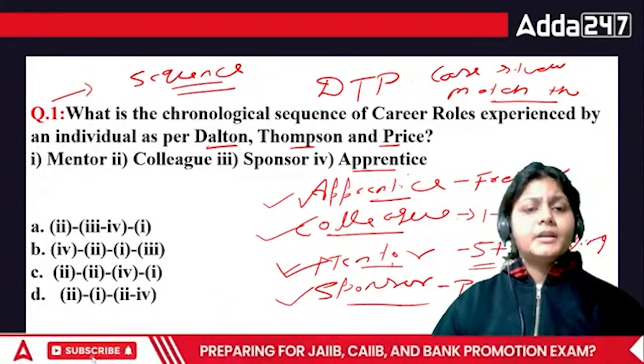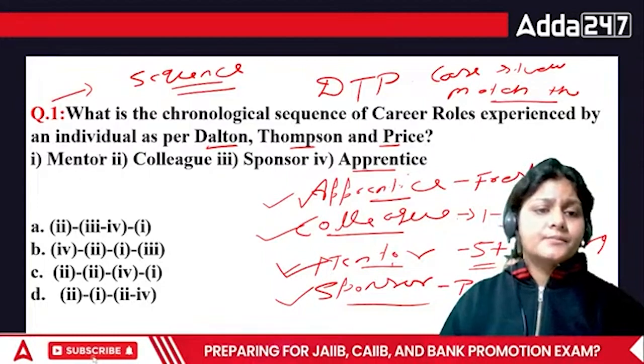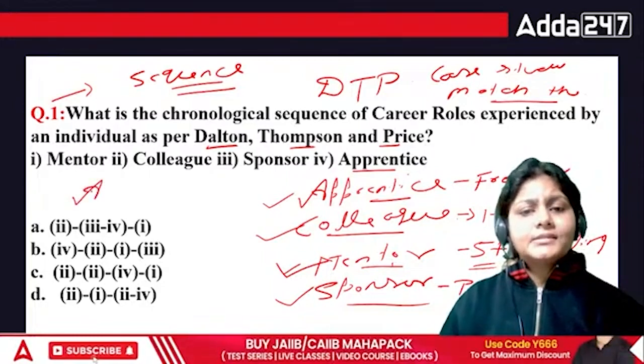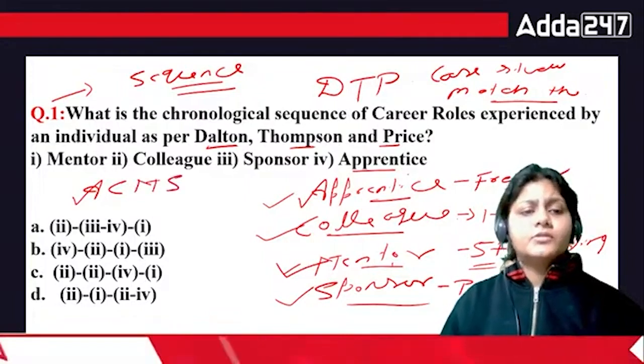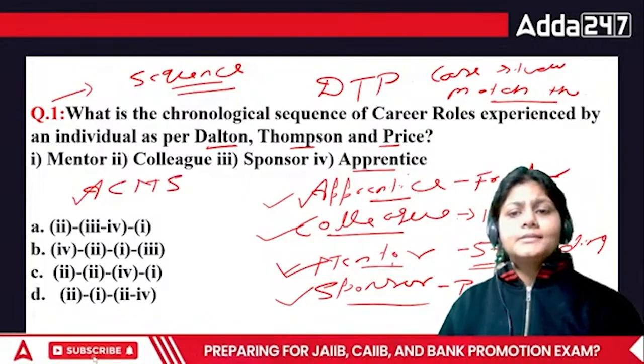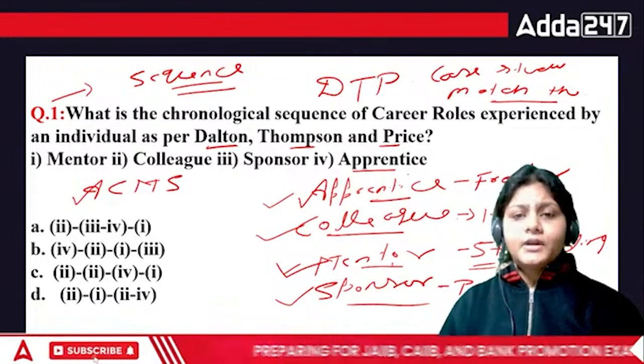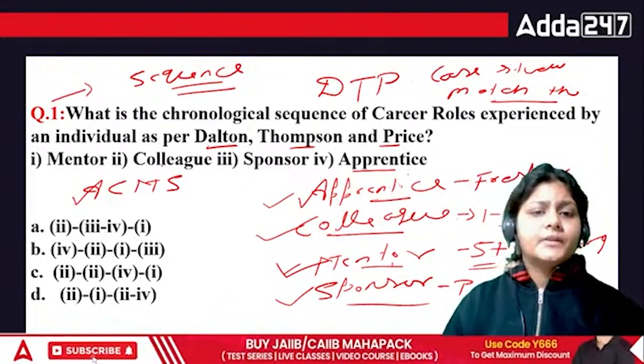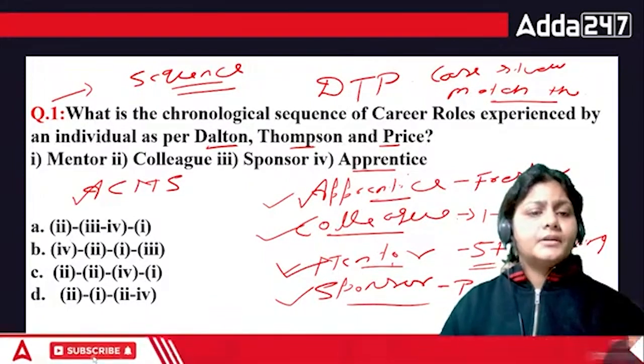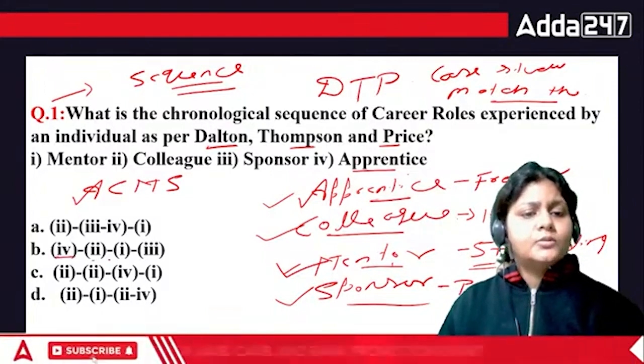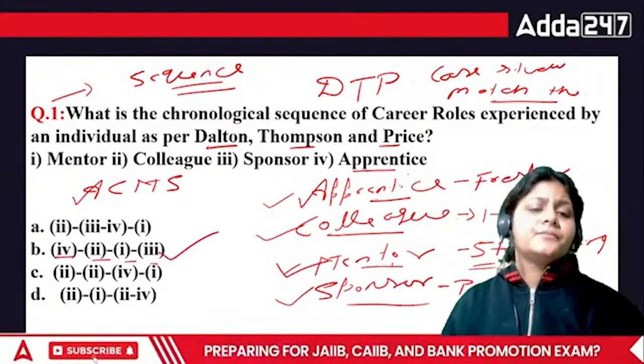But here we are asking about the sequence. That is apprentice, then colleague, then mentor, and then sponsor. That is ACMS, right? The right answer is ACMS. That means A is apprentice, this one, then 2, 1 and 3. So B is the right answer.